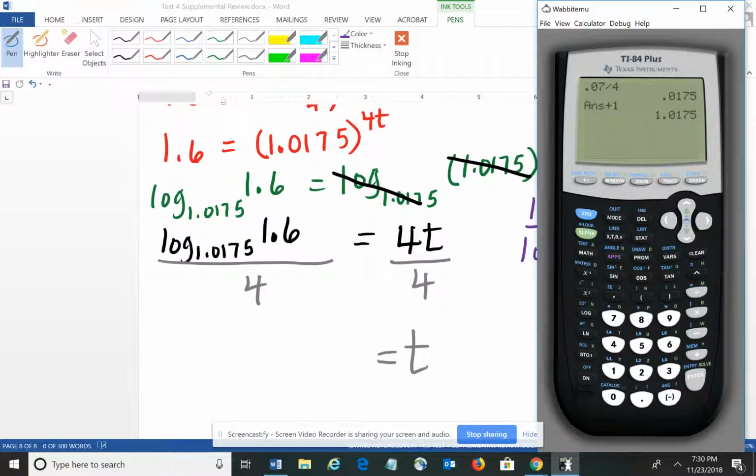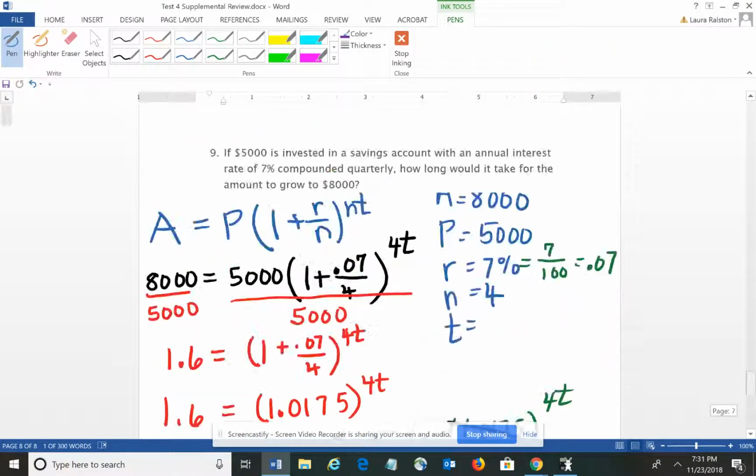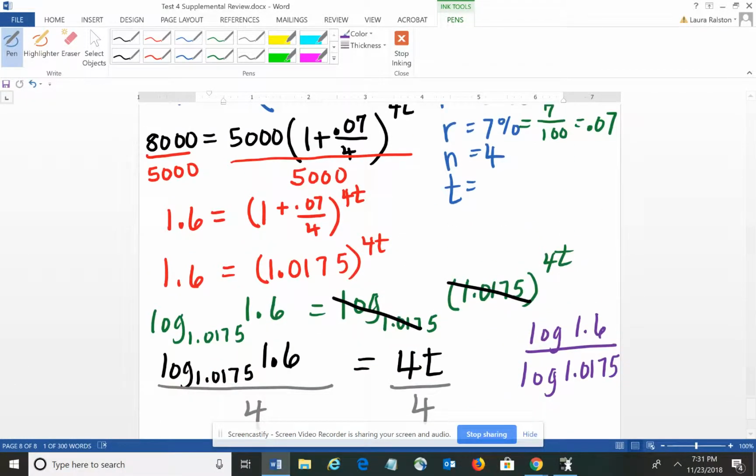Okay, so we would have the log of 1.6, close the parentheses, divide by log of 1.0175, close up the parentheses, enter, and I get 27.09, and then I'm going to divide that by 4, and I get 6.77. Okay, how many decimals did it want us to have? Let's see. It didn't say, did it?